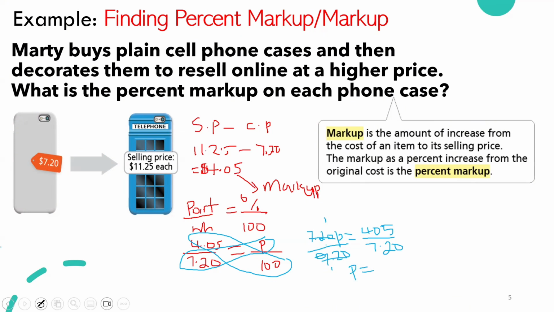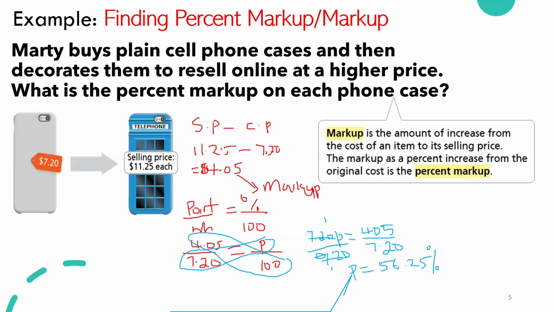Then we divide 405 by $7.20. That is going to give us 56.25%. Now remember, the question asks what is the percent markup on each phone case. So each phone case will have a percent markup of 56.25%. And that is how you find percent markup and markup.